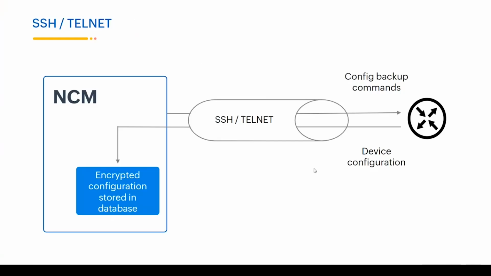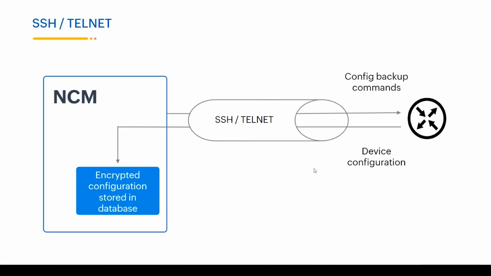The first one is SSH Telnet protocol configuration backup. In this case, the Network Configuration Manager initiates a configuration backup command to the specific device. The device then transfers its configuration via SSH or Telnet. Once the configuration reaches NCM, it is encrypted and stored in the Network Configuration Manager's database.